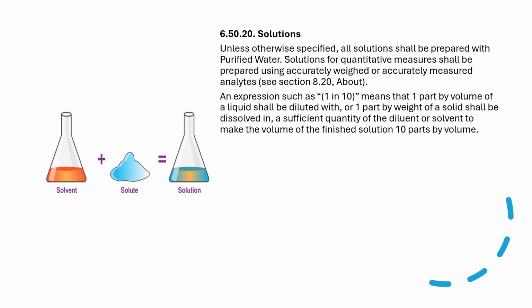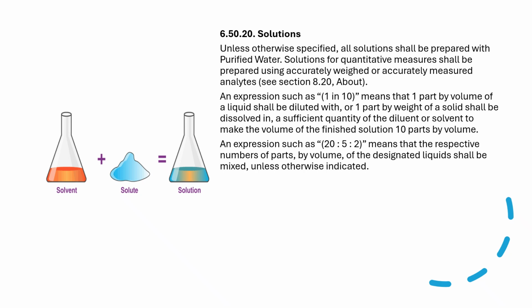An expression such as 1 in 10 means one part of a liquid by volume or one part of solid by weight is diluted or dissolved to make a total volume of 10 parts. That means you take 1 gram of sample in case of solid, or 1 ml in case of liquid. So you put one part, that is 1 gram, into the 10 ml of medium, that means any solvent. So one part will be made up to 10 ml of the solution, so the total volume will be 10 ml, right.